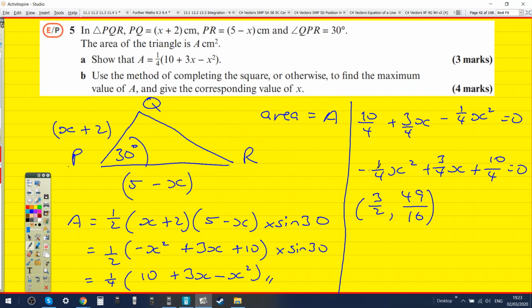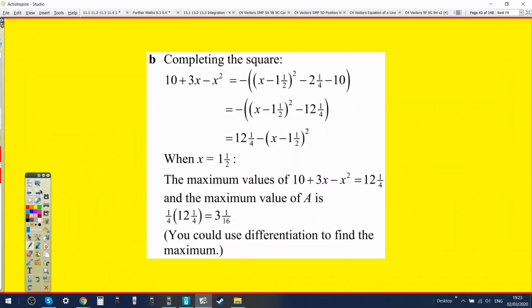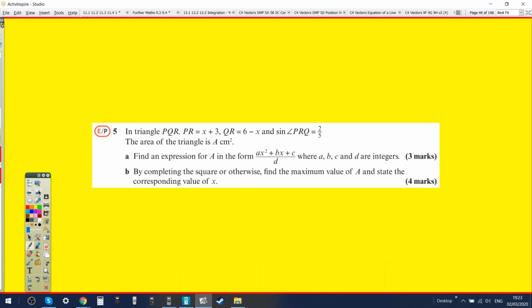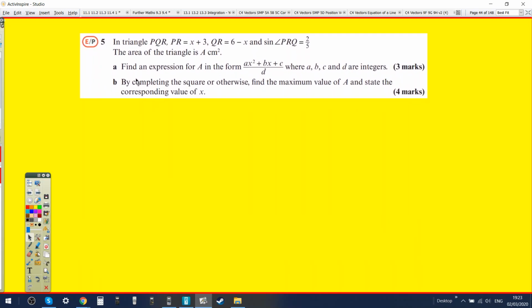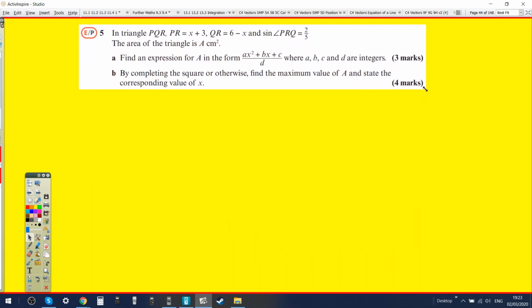Or you can always use differentiation and make it equal to 0. Yeah. Any questions there? No. Or you could always just complete the square, but that's tricky. You could use differentiation to find the maximum. Yep. Or you could use calculator. Let's see this one. I like the look of it.